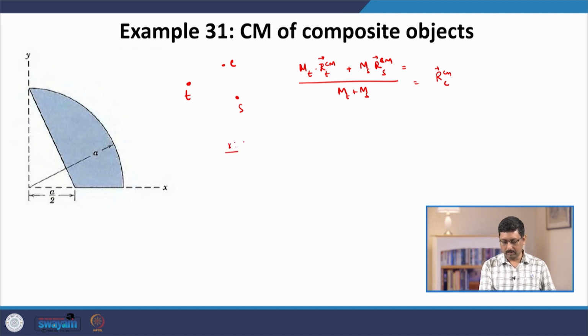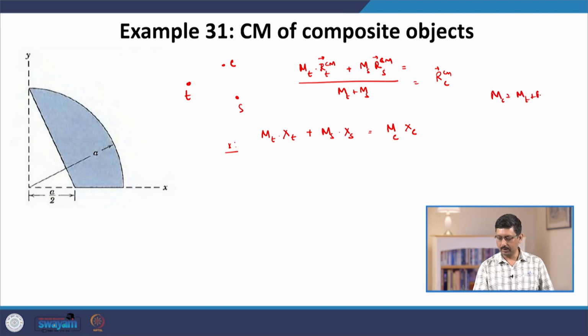Now, if I look at the x coordinate of this equation, we get m_t times x_triangle plus m_s times x_s is going to be m_c times x_c. So, m_c is m_t plus m_s. Then our unknown is x_s. So, x_s is going to be m_c times x_c minus m_t times x_t, divided by m_s.